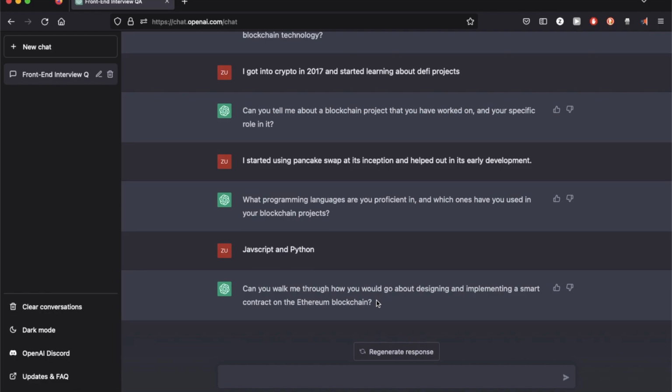If you haven't worked as a blockchain engineer, you would not know the answer. Like, I personally have not worked as a blockchain engineer, so I don't know how to actually do this. So I'm going to say I don't know.